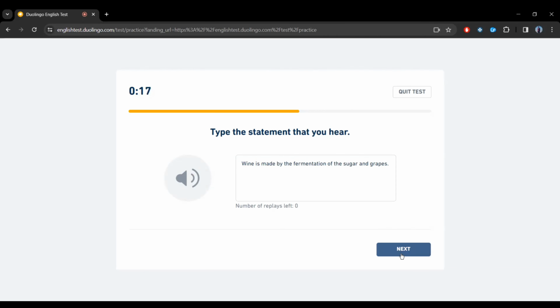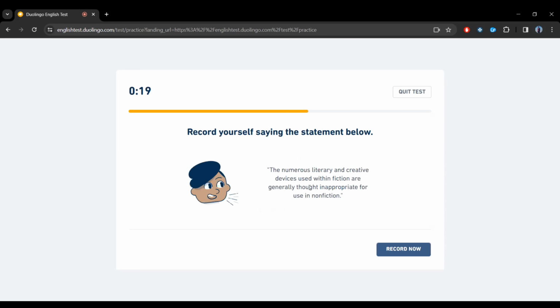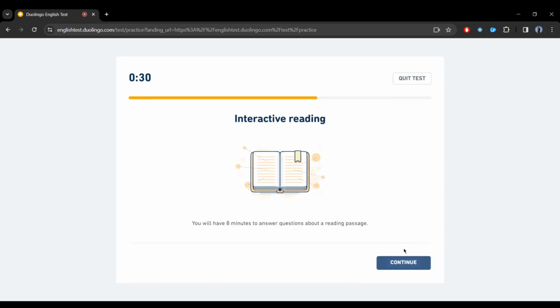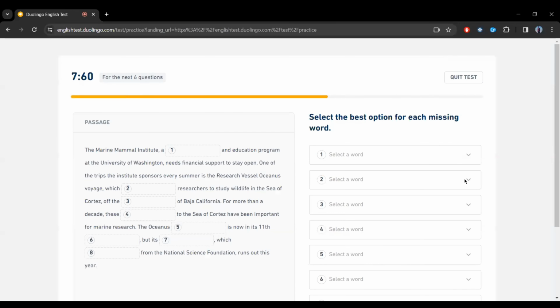Fermentation. The numerous literary and creative devices used within fiction are generally thought inappropriate for use in nonfiction. All right, let's move on to the interactive reading part.